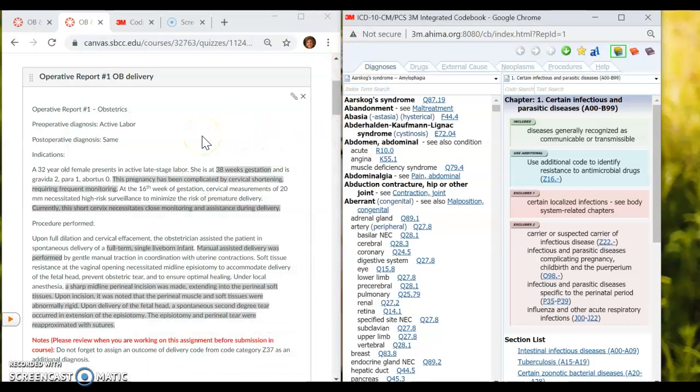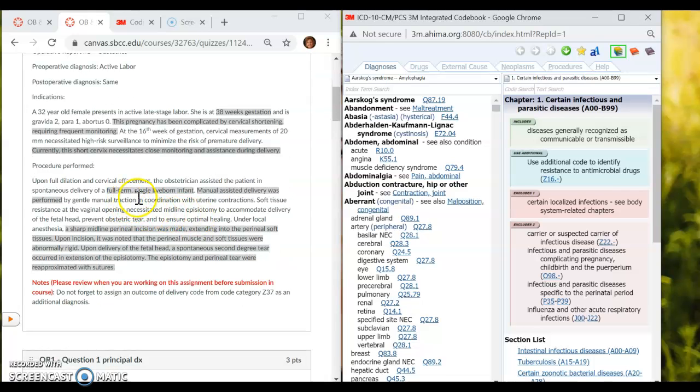All right, let's dig right into this first one that you had. Okay, so we're 38 weeks. We've had a pregnancy complicated by cervical shortening. And here we look like we have the short cervix, necessitates close monitoring and assistance during delivery. So this is going to be our principal diagnosis. This is what necessitated the patient to be admitted, to have the baby. This is not a normal delivery.